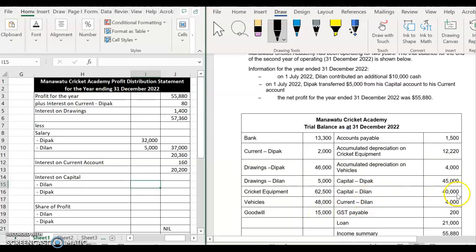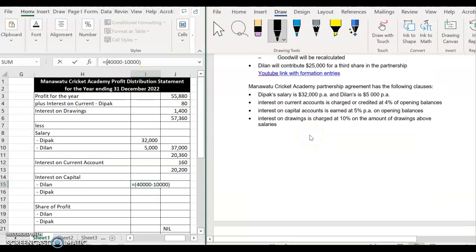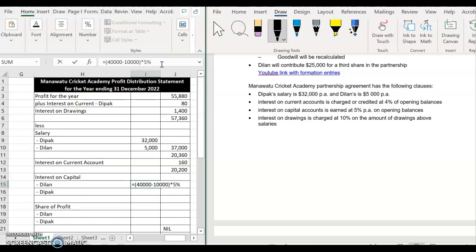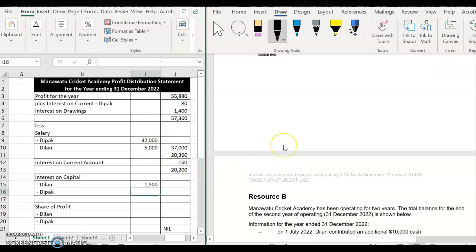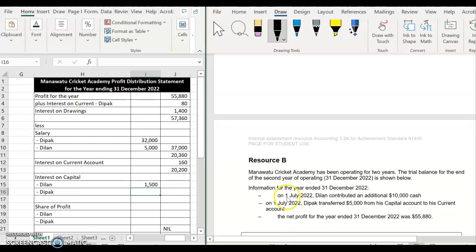So here's Dylan, he's got 40,000 here as his capital. So the opening balance is $40,000 minus the 10,000, and then it's multiplied by 5%. And then Deepak's, there was no change. Oh, yes, it was. Deepak transferred 5,000 from his current account to his capital account.